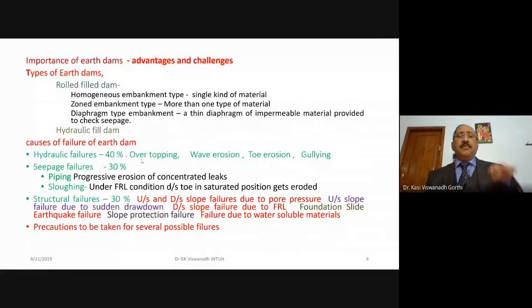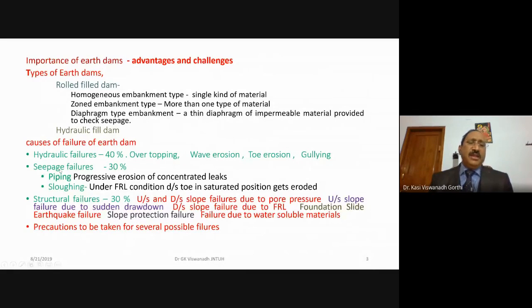Under hydraulic failure, we saw that overtopping is one big problem, where the maximum water level is more than the top level of the dam. That means the water overflows over the body of the dam, which may result in failure of the dam. Then wave erosion is another, toe erosion is another, and gullying, because of high intensity rainfall falling directly onto the body of the dam, may result in gullies and then failure of the dam. So these are the hydraulic failures: overtopping, wave erosion, toe erosion, and gullying.